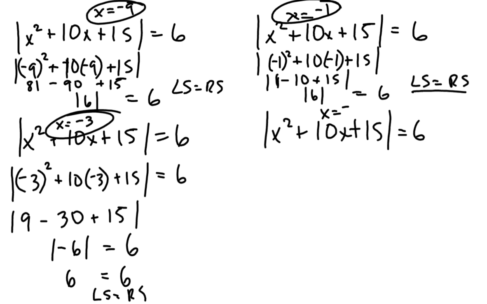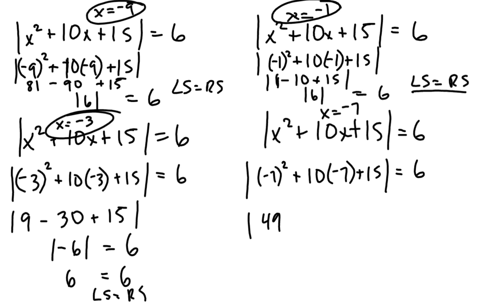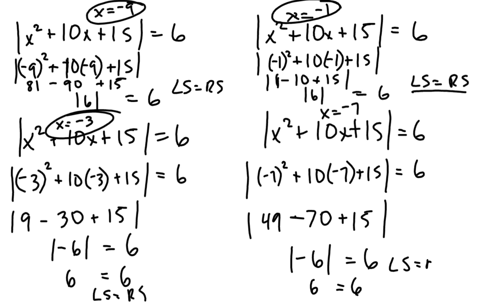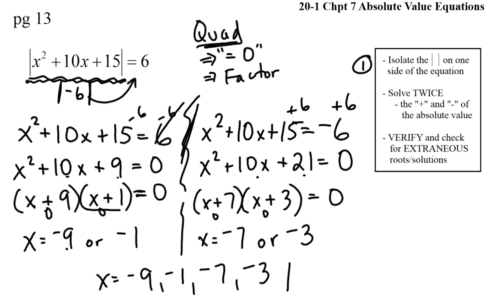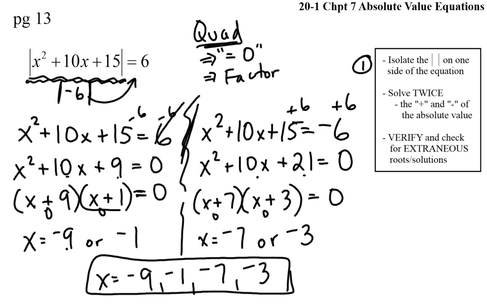And the last verification is x equals negative 7. Negative 7 squared plus 10 times negative 7 plus 15. 49 minus 70 plus 15. Add that stuff up. What do we get? 64 minus 70 is a negative 6. And again, the absolute value of negative 6 is 6. That equals 6. Left side equals right side for a fourth time. So we have 4 solutions. All 4 verify, nothing extraneous.